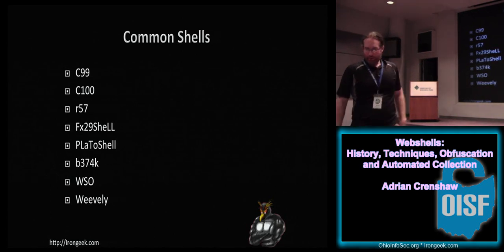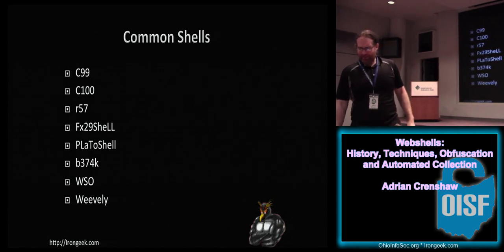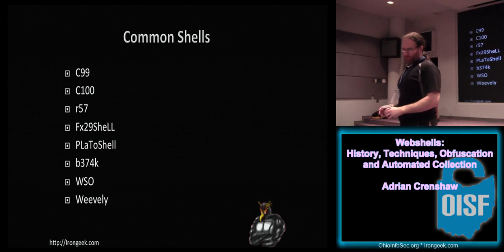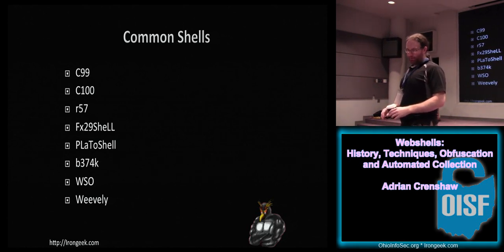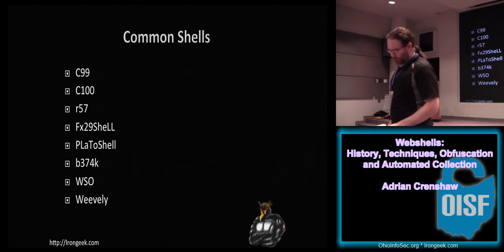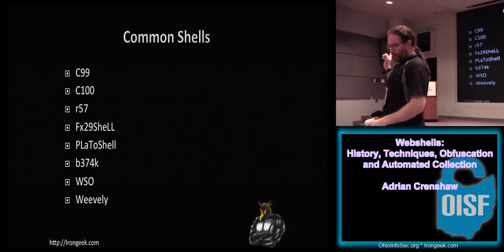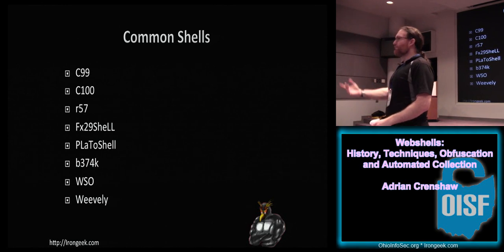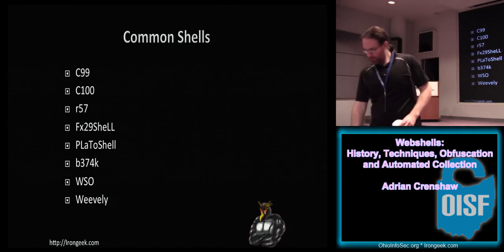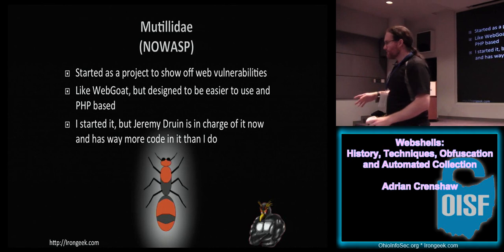C99 is real popular, C100, R57 I've seen a whole bunch of, FX29 shell, Plato shell, and a few that I'm going to show a little bit later. I'm going to show B374K shell and also Weebly. There's also WSO, which seems to be popular. Now, one of the ways I'm going to show this is using Matilde.